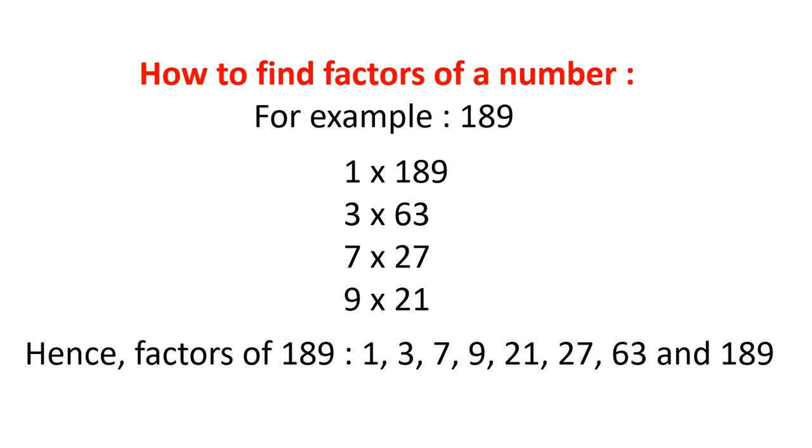Then I see that it is divisible by 21. But 21 has already appeared in 9 into 21. So I stop checking further and I list down all the factors of 189. From the left hand column I go downward: 1, 3, 7, 9, and from the second column I go upward: 21, 27, 63, 189. So this is how we find factors of any given number. I suggest to students, pick up any number or a few numbers at random and practice finding their factors this way.